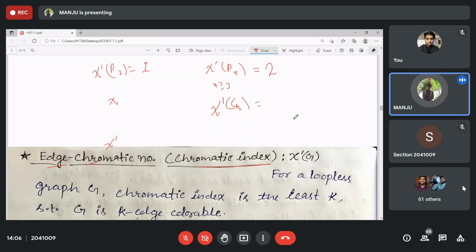What about Cn? Ma'am, if n is odd, then 3. If n is odd, then we have 3. If n is even, then we have 2. Alternate edges get the same color, right?